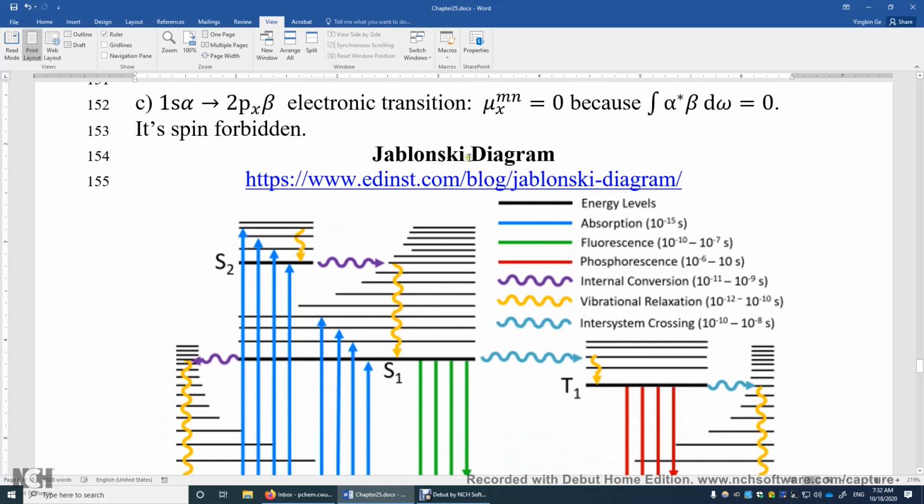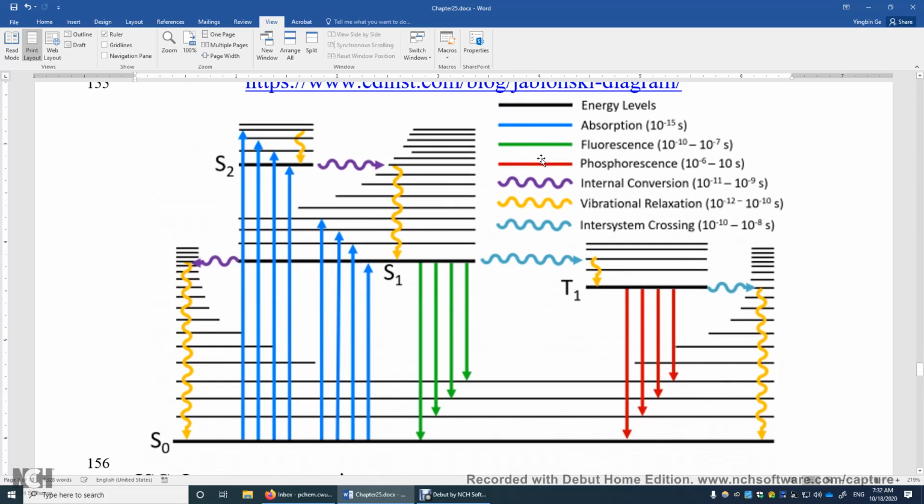Now let's look at this Jablonski diagram, which summarizes a lot of different electronic transitions. First, let's look at S0, S1, S2, and then look at this T. S means singlet electronic state, T means triplet electronic state with a degeneracy of 3. So S0 is the singlet ground electronic state, then the first excited singlet electronic state, and the second excited singlet electronic state.